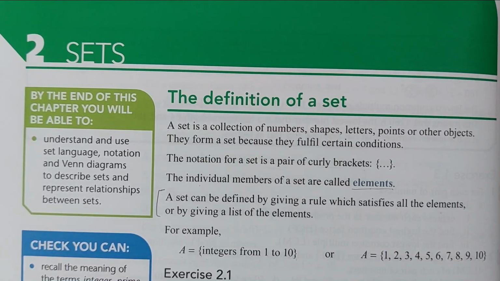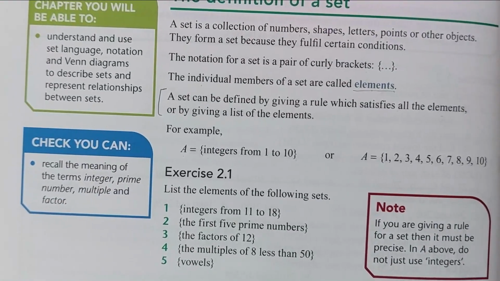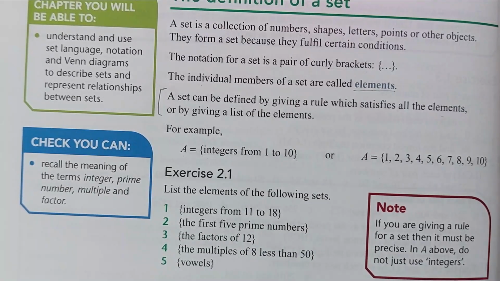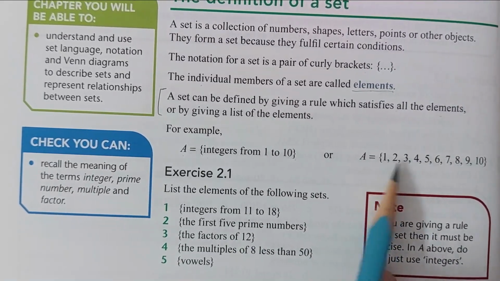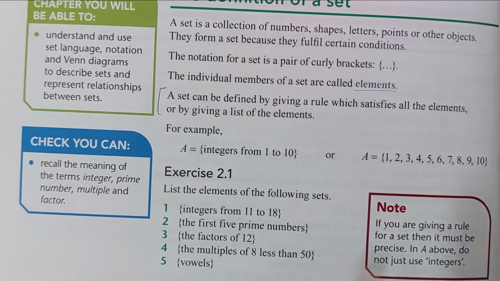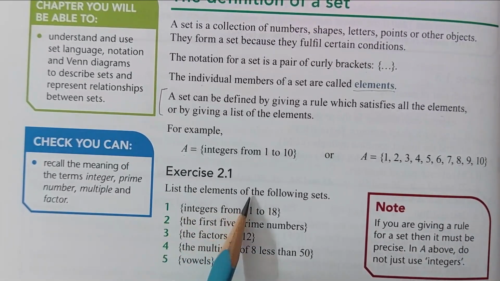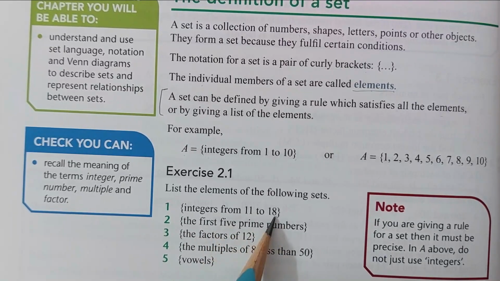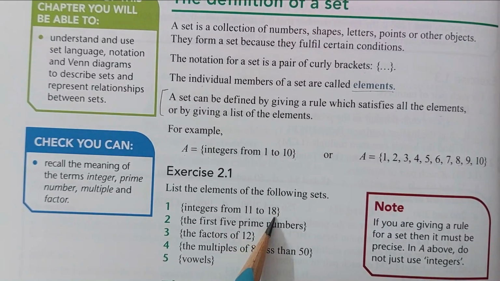So there are two ways. You can set a rule or you can just list the elements, right? Every member of this set is called an element of the set, right? Okay, let's do an exercise. List the elements of the following sets. Number 1, integers from 11 to 18. That is easy: 11, 12, 13, 14, 15, 16, 17, 18.